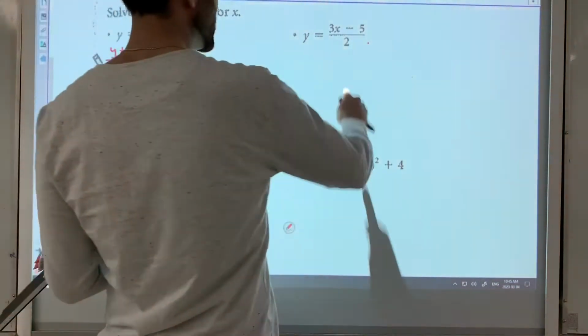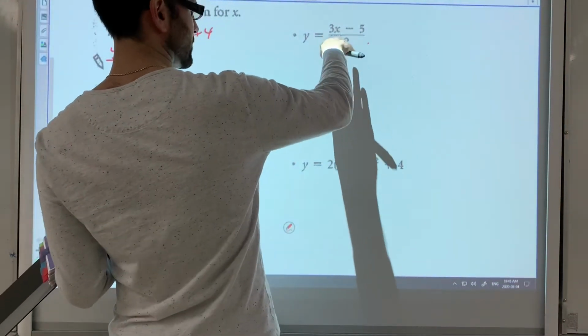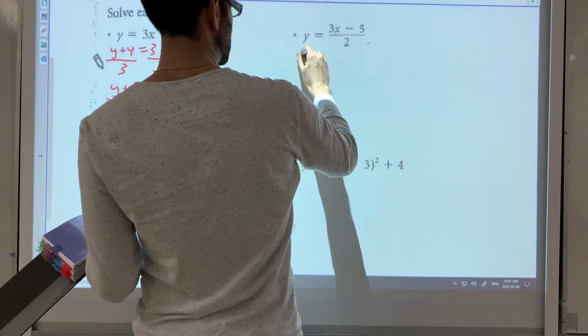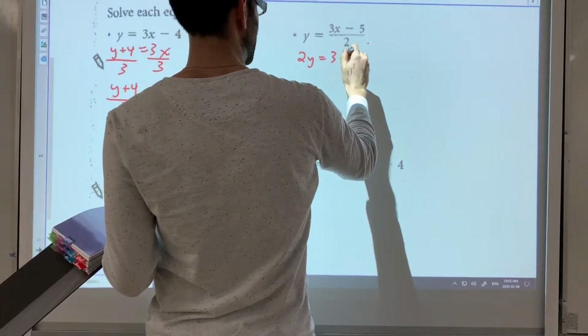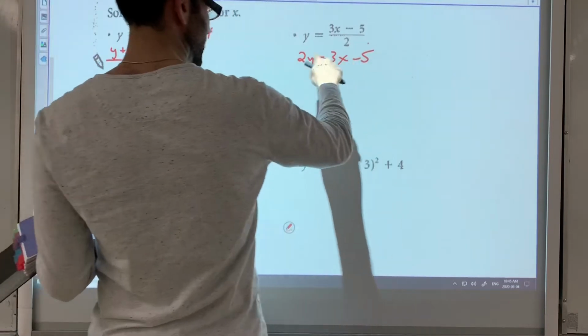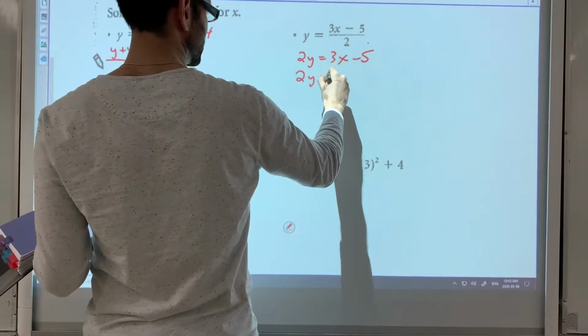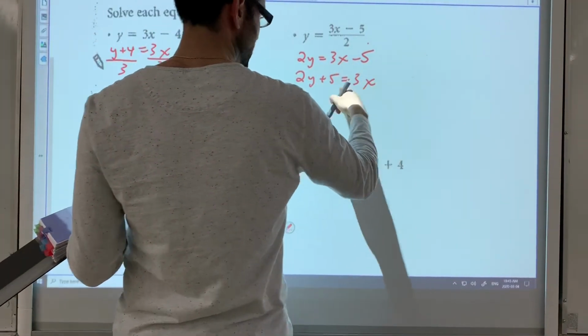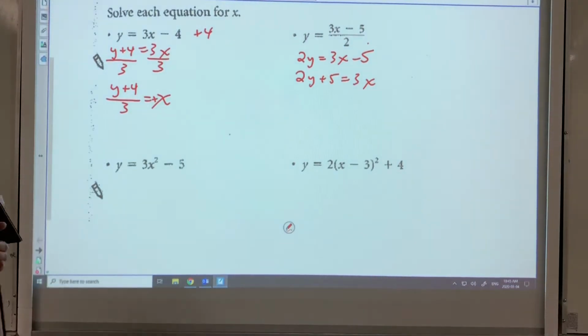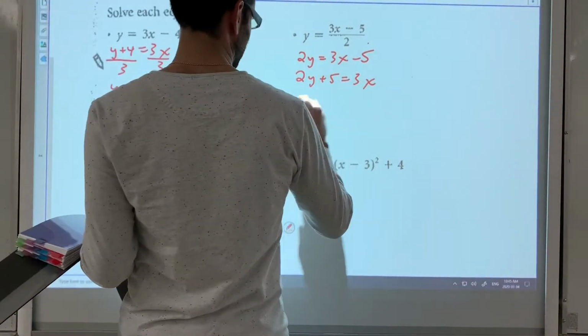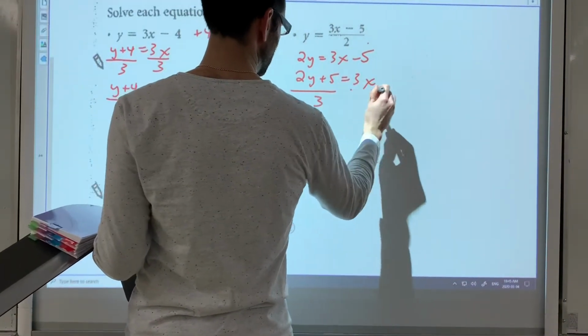Multiply by 2, right? So anytime you got a big fraction, it's dividing by 2. Multiply both sides by 2. Get rid of the fraction. Then we can add 5 to both sides. And then you have a 3x. So we're going to divide everything by 3. Okay, so everything divided by 3.